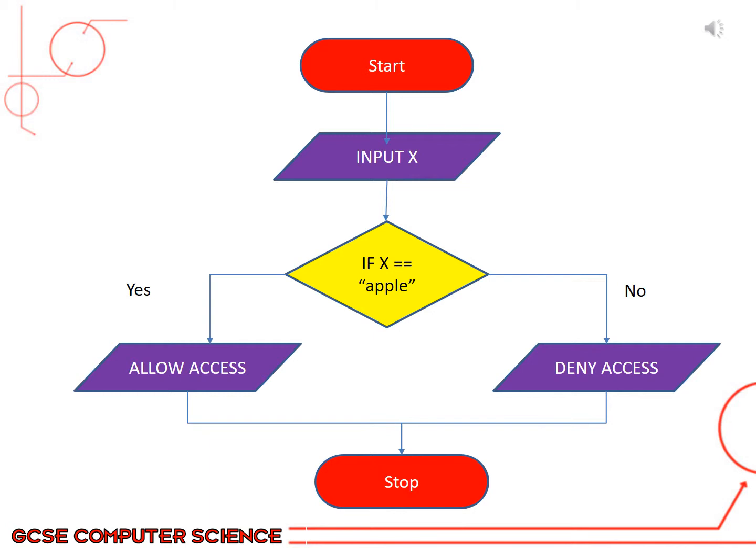So if the user inputs some sort of data, in this case it's going to be a value called x. So I've created a variable called x. The user is going to type in whatever value they're asked for. In this case, it could be something like a password. So is x equal to Apple? If yes, then allow access. If no, then deny access. That's a really simple flowchart using an if statement for a password entry system.